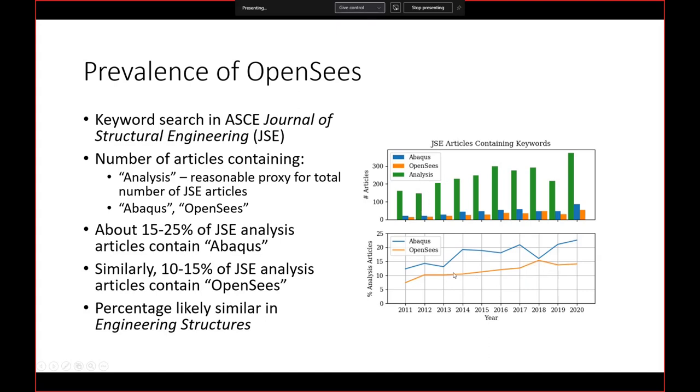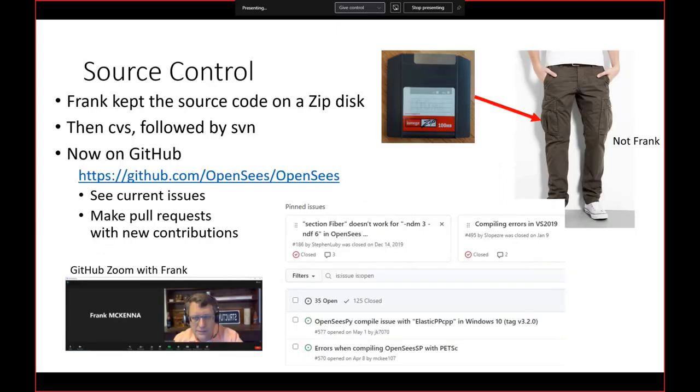But this kind of inexact analysis shows about 10 to 15% of the articles that contain analysis within JSE published in the last 10 years contain the word OpenSees. That's pretty good. Abaqus is a little bit higher, still widely used. And it's likely a similar percentage in other journals like Engineering Structures. I see a lot of OpenSees articles from there as well, and even other journals. So it's very prevalent within the field, within the academic world.